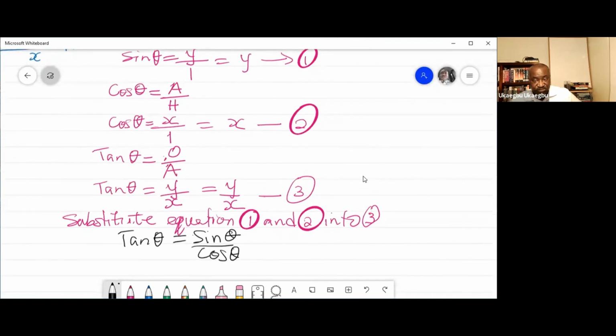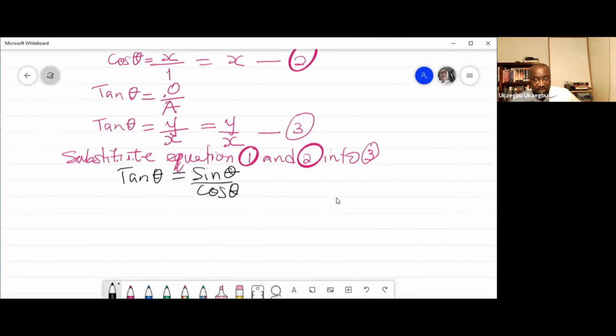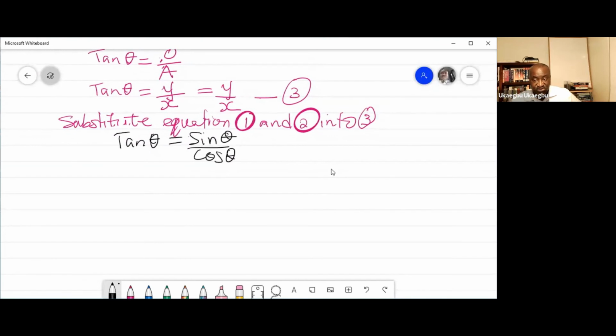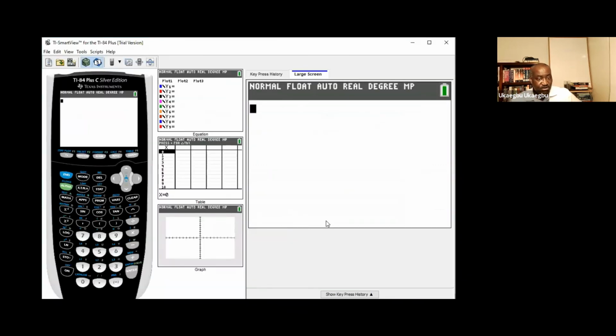But let's prove this. Let's try to prove this using our calculator, to see if this is correct. I am going to pull up a calculator right now, and then I will use real numbers to see if this is correct. Okay, so let me share a new screen. I'm going to share the calculator screen. Now pick an angle of your choice, any angle of your choice.